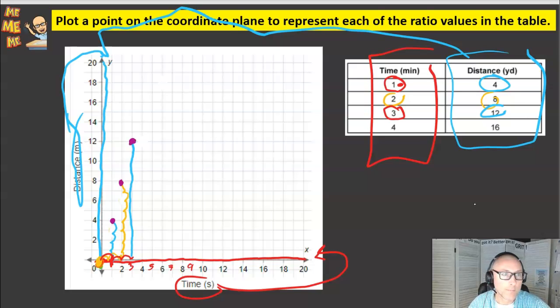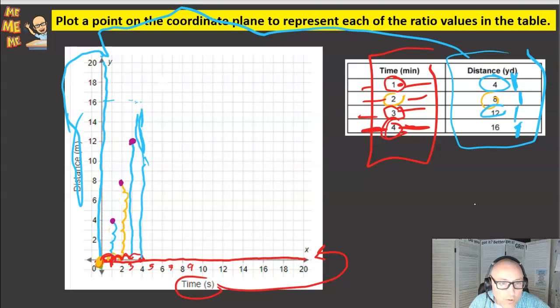Then let's do 4. 2, 3, 4 to the right. This is our side to side motions. These are our up and down motions. Up and down, up and down. We're going to go 16 up. Yeah, 16's here somewhere. We're going to go up. Whoops. Right there.